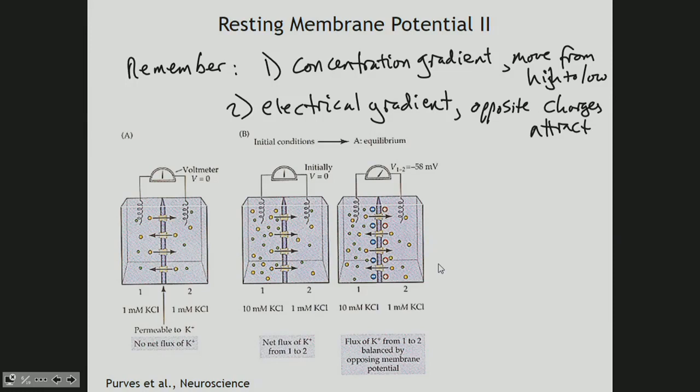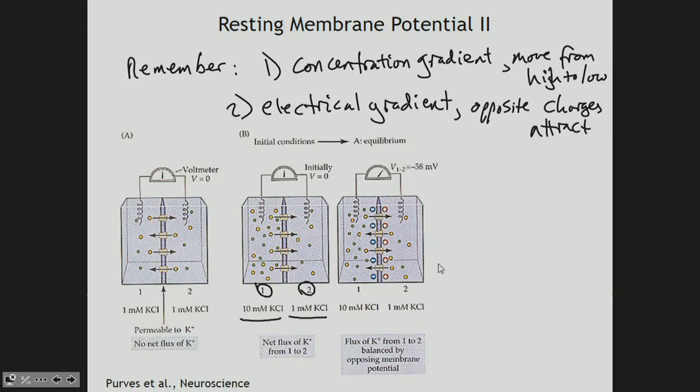But now if we set up a situation where we had 10 millimolar potassium chloride on the left, in box 1, and 1 millimolar potassium chloride on the right, in box 2, initially there's going to be a net flux of potassium from box 1 on the left to box 2 on the right. Why is that? The concentration gradient? Exactly. It's just a concentration gradient. And the membrane is selectively permeable to potassium.